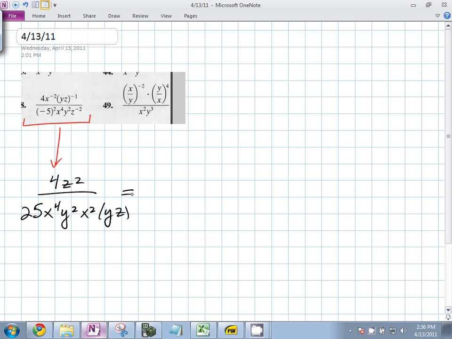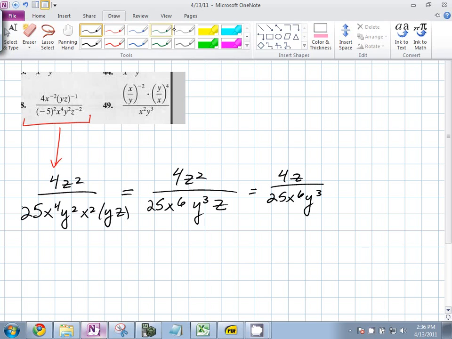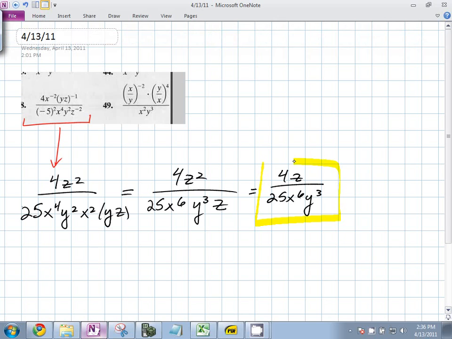Yeah. 4z squared over 25x to the y to the, and then z. Now you can simplify a little bit. Cross out a z and end up with 4z over 25 x to the 6th, y to the 3rd. Yes, correct.